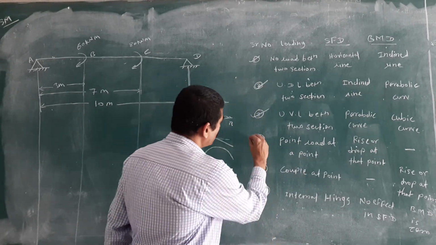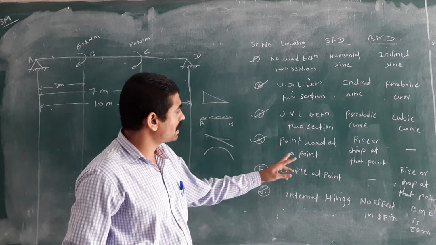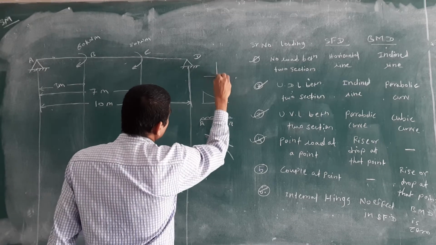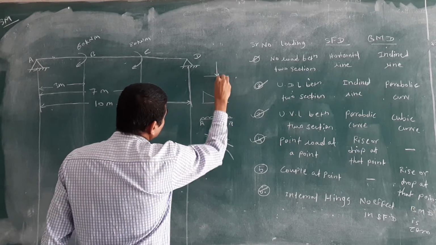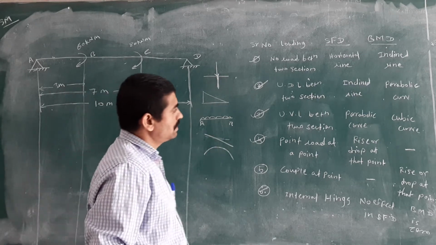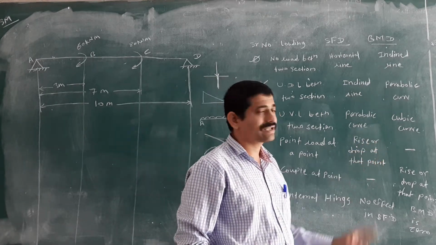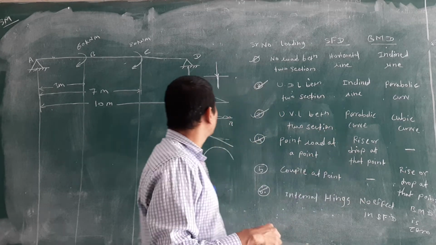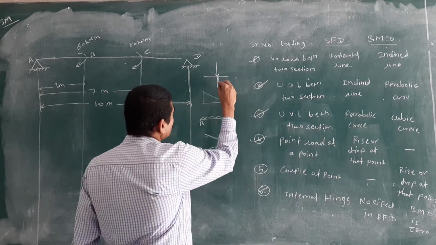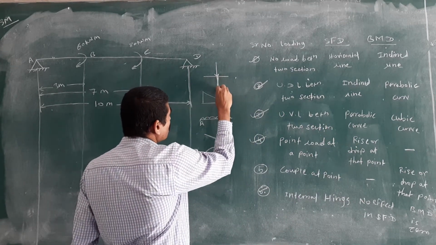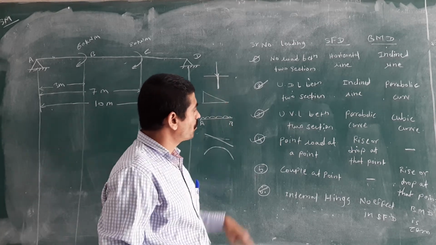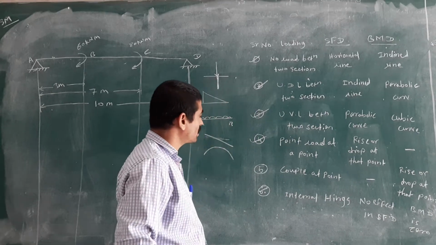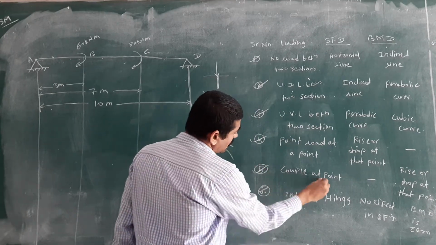Next point: if there is a point load at a point, then you will get a variation in the SFD, a rise or drop at that point. In the SFD, this point will rise or drop if there is a point load. There is no change in the BMD. Remember that.